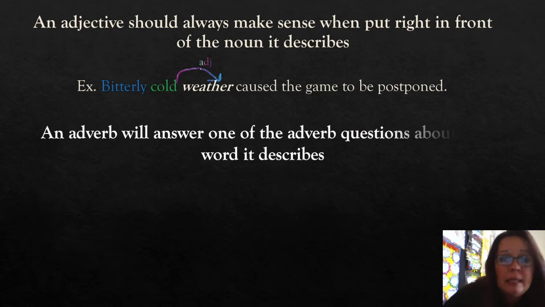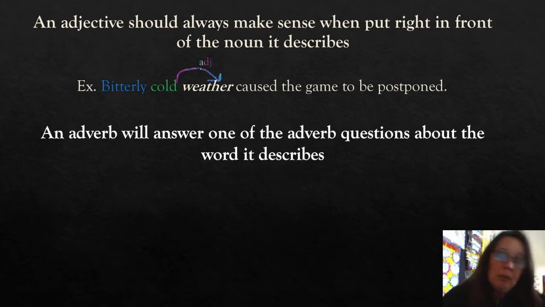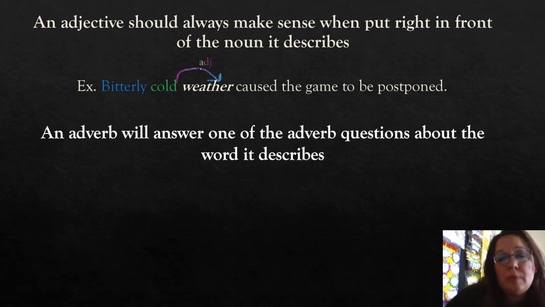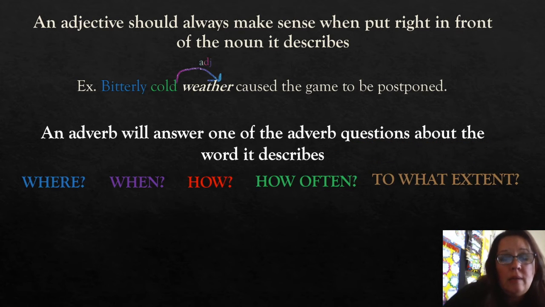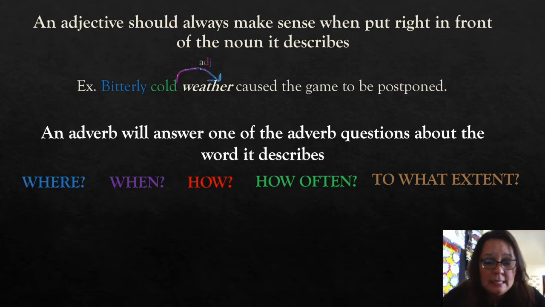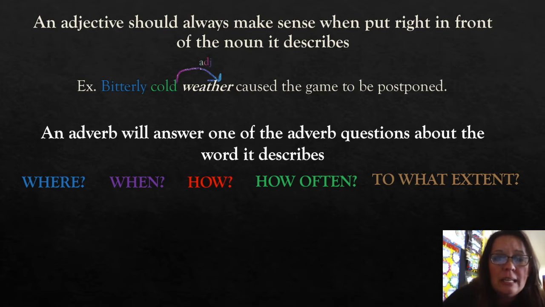Now we need to find the adverb. If you remember correctly, an adverb will answer one of the adverb questions about the word it describes. And what are the questions? There they are. Where, when, how often, to what extent. So now we have to look at that sentence again at the top. Bitterly cold weather caused the game to be postponed. Well, if cold is the adjective, there looks like there's something describing cold. In this case, there's an ly at the end of the word, so we could think it might be an adverb, but we should ask our question. What is it describing? Is it describing cold or is it describing weather? Well, in this case, look at one of the adverb questions. How cold was it? Well, it was bitterly cold. So bitterly would be our adverb.